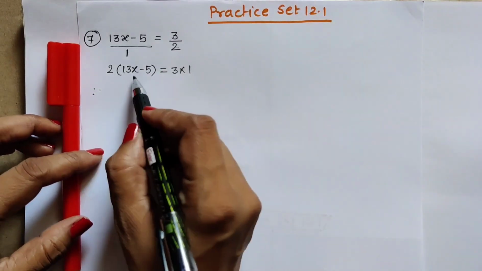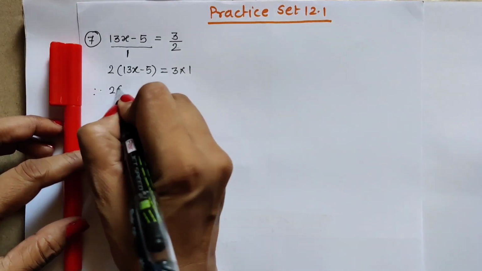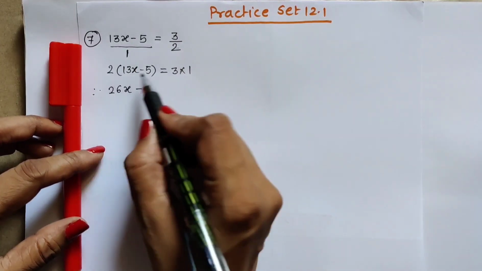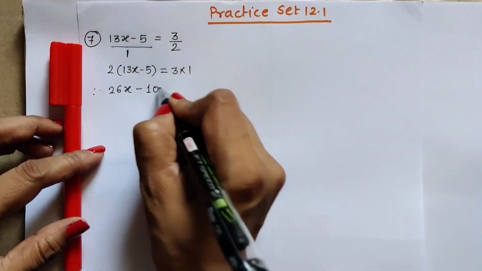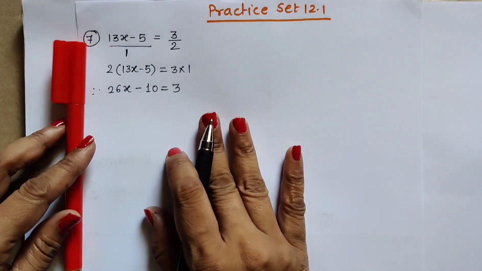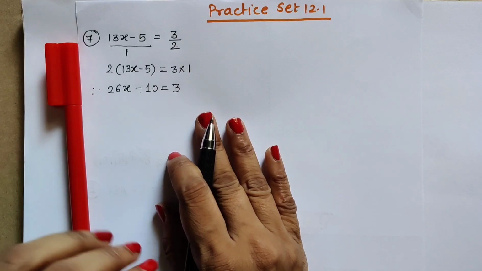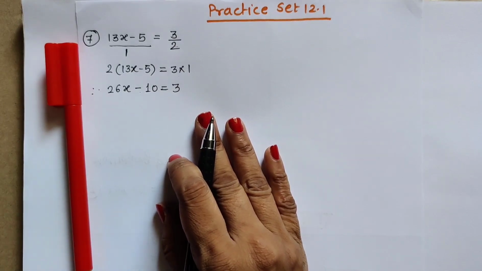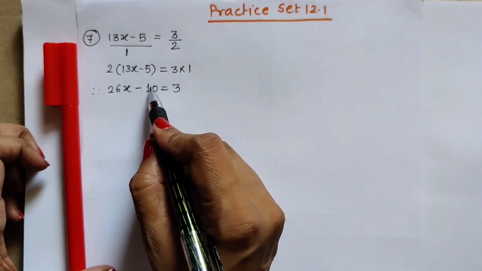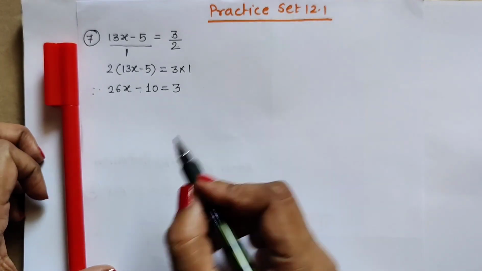2 into 13x, 2 13s are 26x, minus sign is there, put the minus sign. 2 5s are 10 is equal to 3 1s are 3. In this way we can make the equation simple and then we can solve to get the value of the variable. Now let us solve. Minus 10 is there. This minus 10 we have to transfer from left to right.